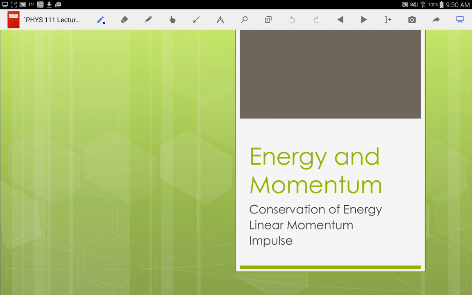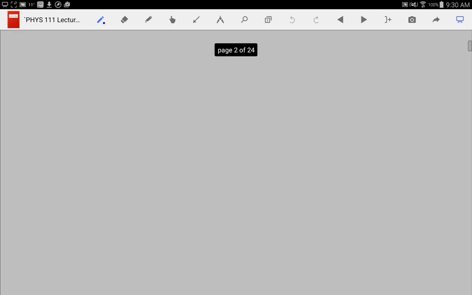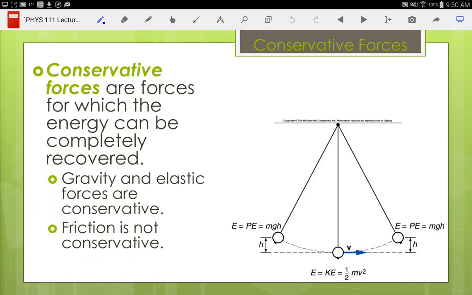Okay, last day of the week. We are going to talk some more about energy, and then we'll start talking about momentum. So, getting right into it, we had the pendulum last class period.